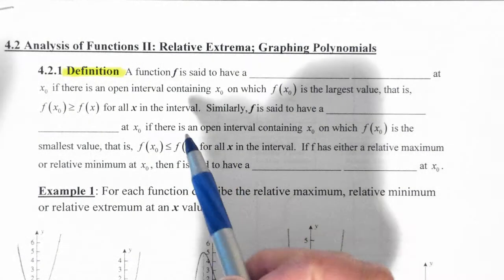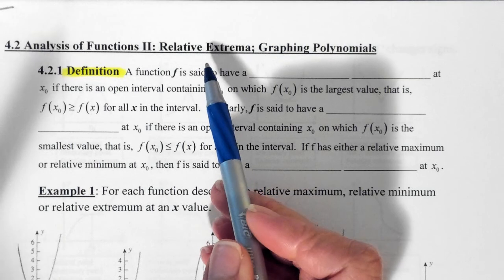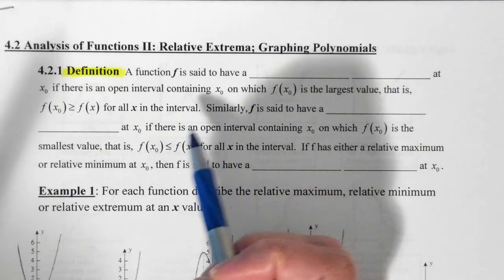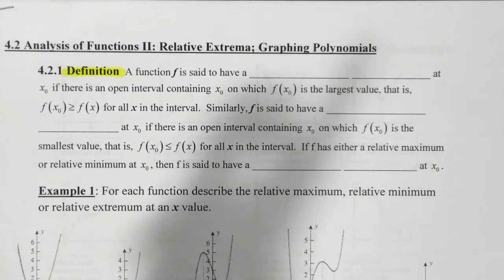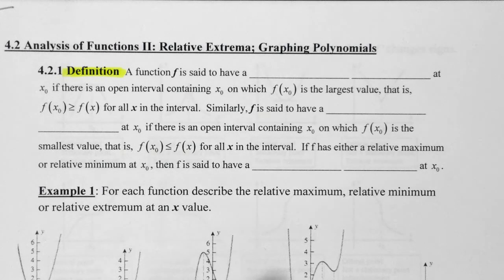Wonderful. Okay, so relative extrema, meaning relative minimum, relative maximum, and then graphing polynomials. Just a reminder, we will be spending the entire class period on Monday graphing, sketching, using the derivative and so on. So it's very important that you're here because it's on the quiz. Okay, so you kind of need to be here.